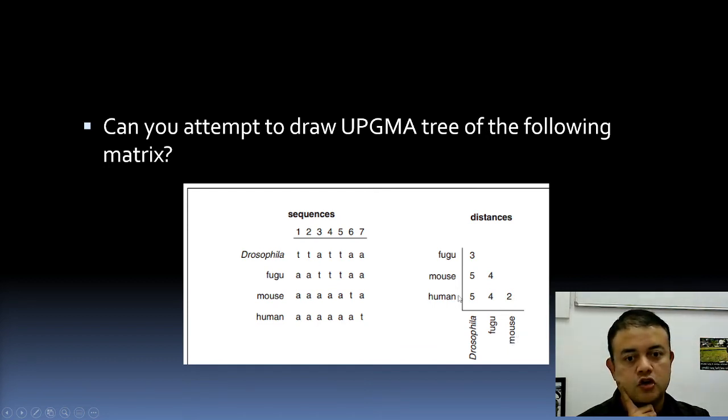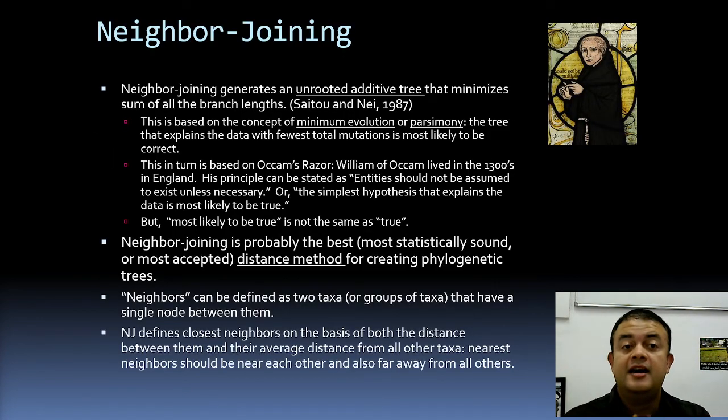So you have to actually join mouse and human to put this number in it. And then you can use the corrected p distance matrix we presented earlier, or you can use just the same empirical distance matrix to see how to construct the UPGMA tree. Coming next is called the neighbor joining method, in which, as the name says, neighbors are joined together. So it again generates an unrooted additive tree.